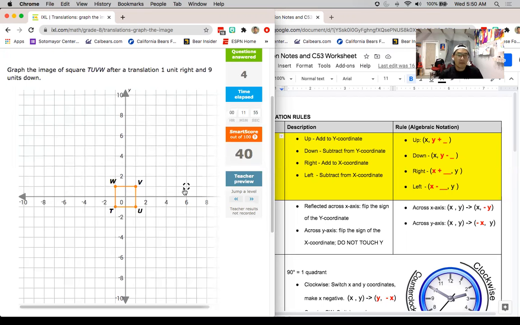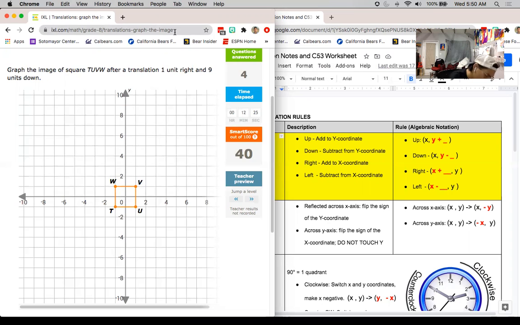And the first thing I'm going to do is write down the existing current coordinates of T, U, W, V. So it says graph the image of square T, U, W, V. I need to have the coordinates for T, U, W, V down. So let me do this. I'm going to write on the screen. I'm actually going to write on my notebook. But your first step, write down all 4 of the current starting coordinates.